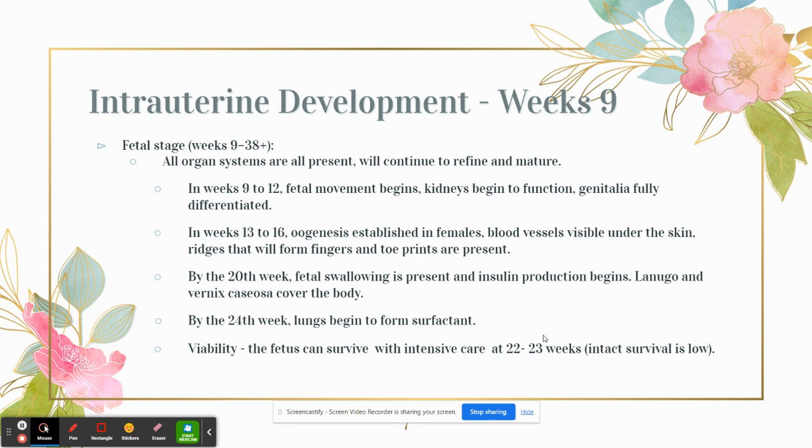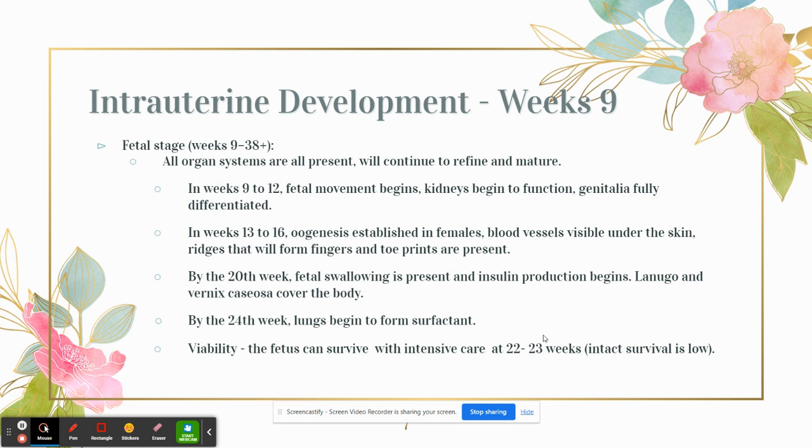By 20 weeks, the halfway point in a typical pregnancy, the fetus can swallow amniotic fluid. Insulin production begins. That will become important when we cover pregnancy at risk, because we'll understand that interplay between the mother's glucose and the fetal insulin and how that affects neonatal health. There is the presence of lanugo, which is fine downy hairs, and vernix, which is a cheesy substance. They cover the body to protect that fetus from amniotic fluid.